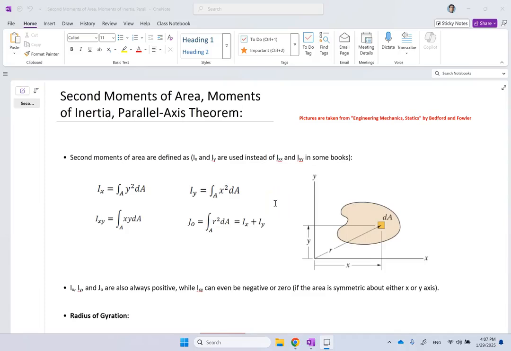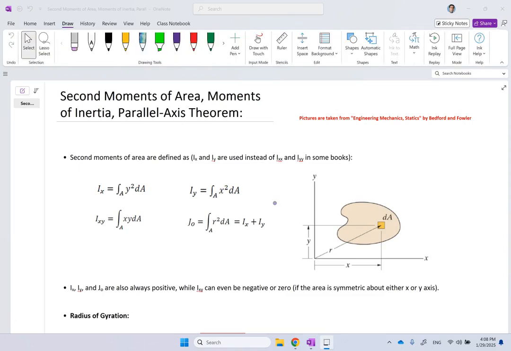Hello everyone. In this video, we are going to learn all you need to know about the moments of inertia, starting from second moments of area and then going to moments of inertia and parallel axis theorem, radius of gyration, and so on. Most of the material, especially pictures, are taken from Engineering Mechanics Statics by Bedford and Fowler.